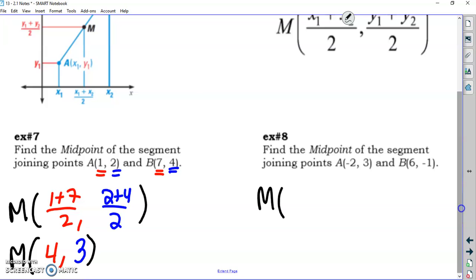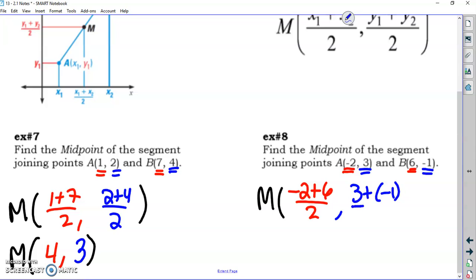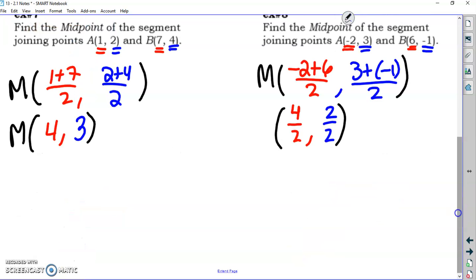So over here, same thing. Let's add our x values together. Negative 2 plus 6 divided by 2. And then we have 3 plus negative 1. We're adding our y values together and dividing by 2. So negative 2 plus 6 is 4. And 3 plus a negative 1 is really 3 minus 1, so that's 2 divided by 2. So 4 divided by 2 gives us an x value of 2, and 2 divided by 2 gives us a y value of 1.